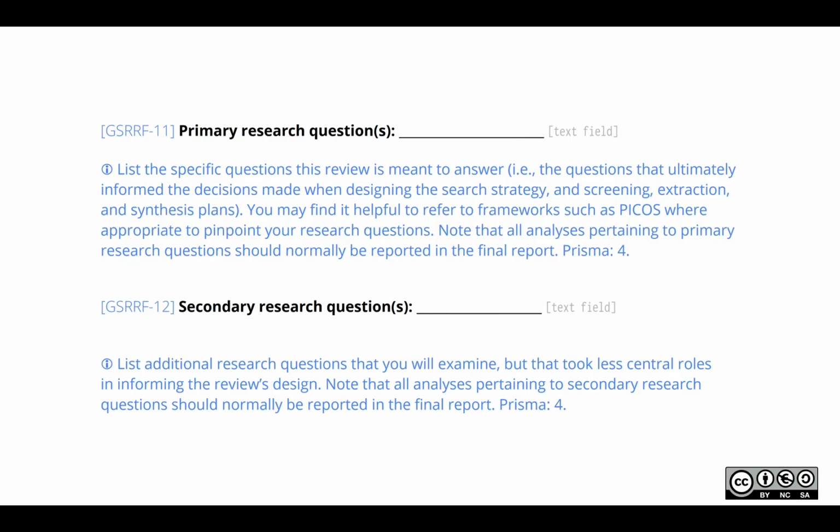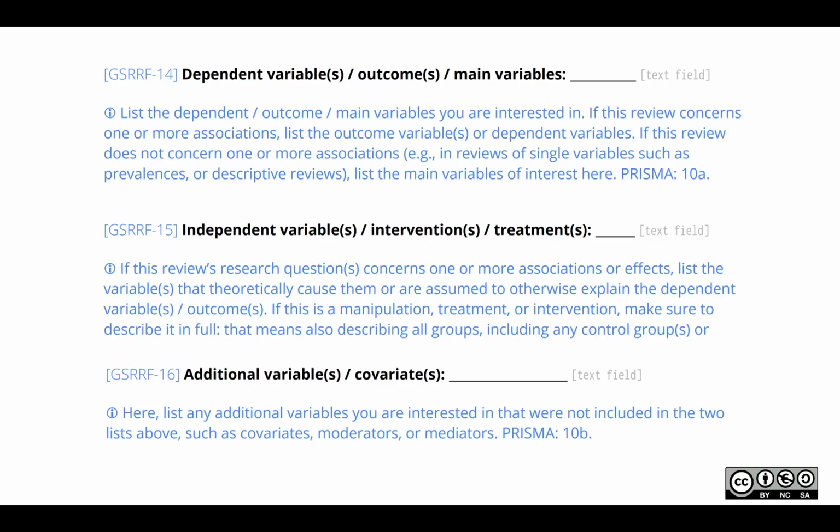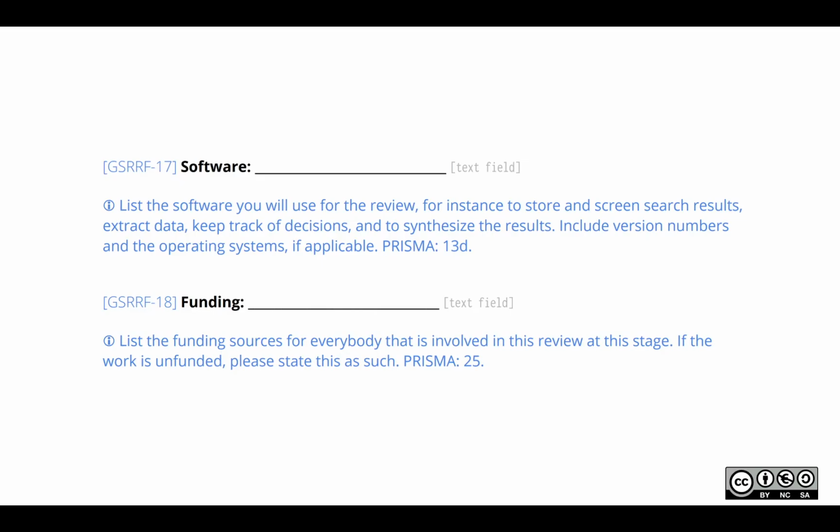Then you list your primary and secondary research questions. The distinction is usually that the primary research questions guide your design and your decisions, and the secondary research questions are kind of like low-hanging fruit that you take because you can, but you don't allow them to influence your design. And whether you have any hypotheses, if you do a confirmatory study, or any expectations if you don't. Then you list the dependent variables, the main variables you're interested in. And if you are interested in association, you also list the independent variables and any additional variables you're interested in.